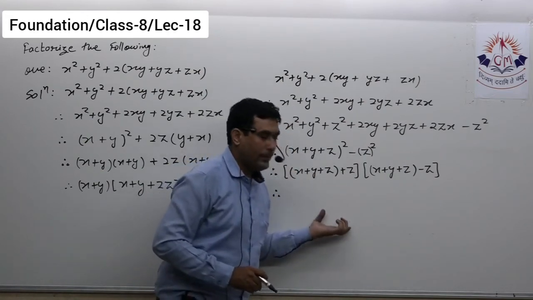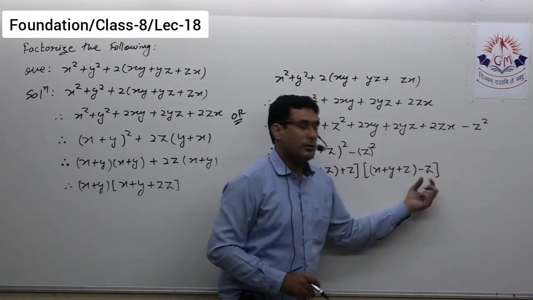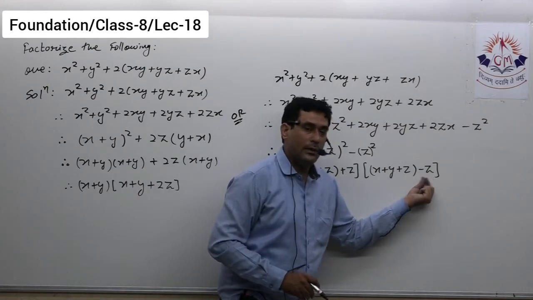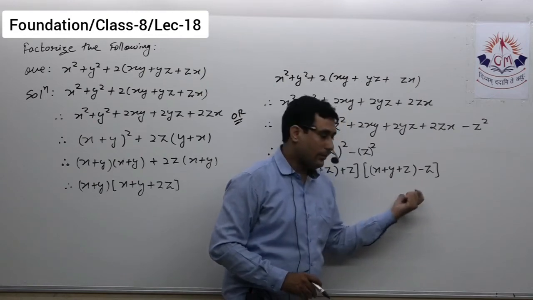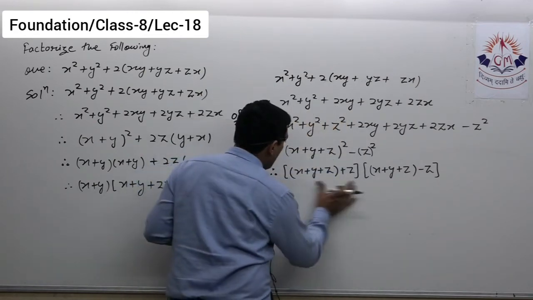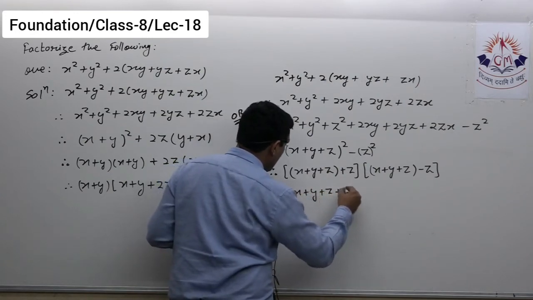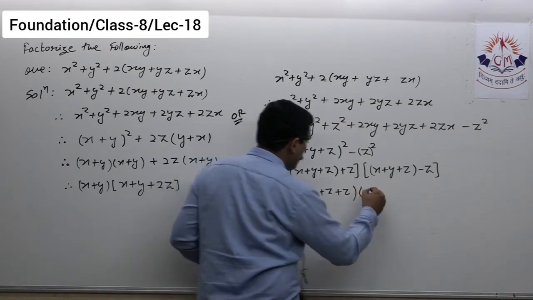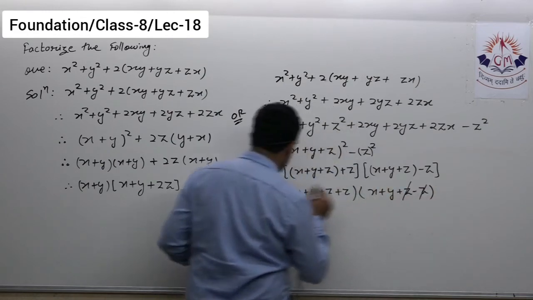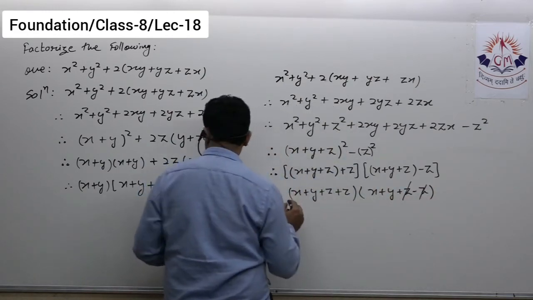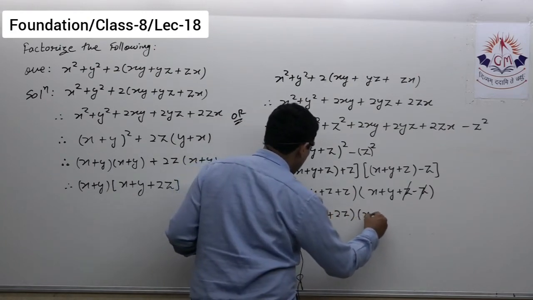But keep the habit of putting brackets, because sometimes the second quantity has more than one term, and if you write directly, you won't be able to change the sign. So there might be a mistake of sign. So keep the habit of applying brackets. So here I get x plus y plus z plus z, and here I get x plus y plus z minus z. So this minus z plus z will cancel out, and here z plus z is 2z. So I get x plus y plus 2z and x plus y.